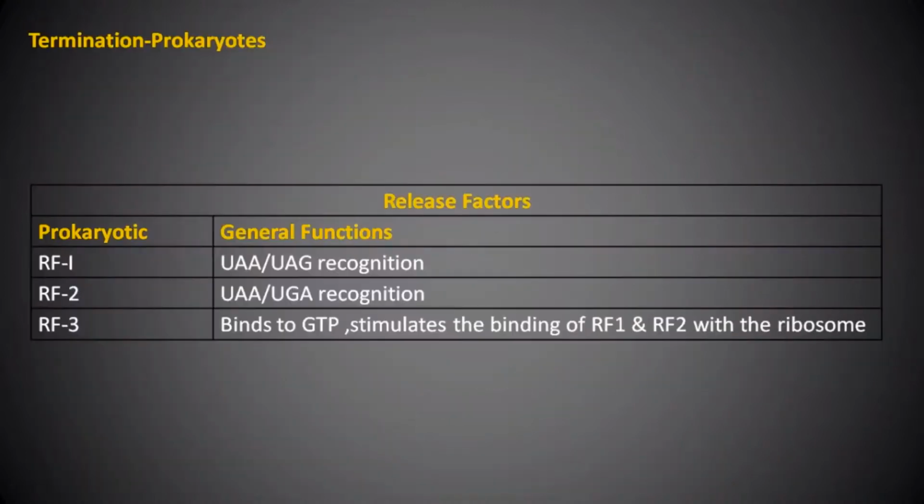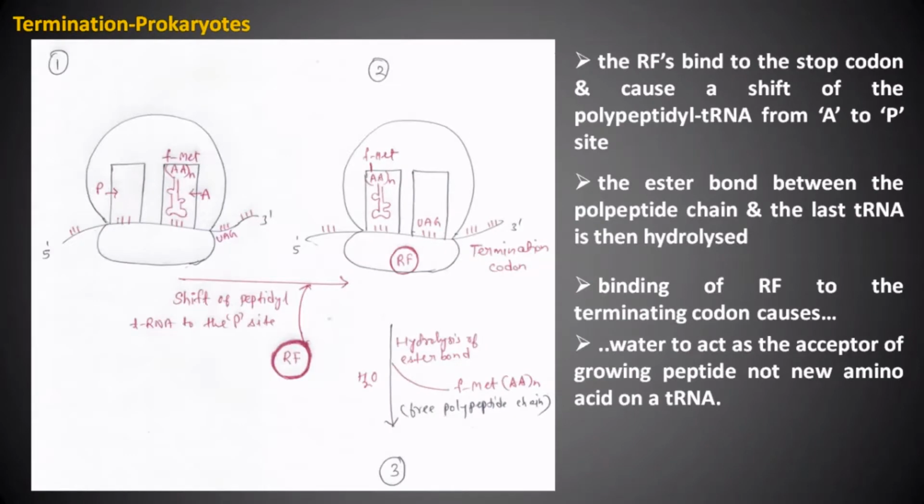So here also in prokaryotes, release factors RF1 and RF2 are involved in termination codon recognition. And what is the role of RF3? It binds to GTP and stimulates the binding of RF1 and 2 with the ribosome. Second, you can see termination in prokaryotes. It is also in the same way: RF binds to the stop codon and releases the polypeptide chain from the A to the P site.